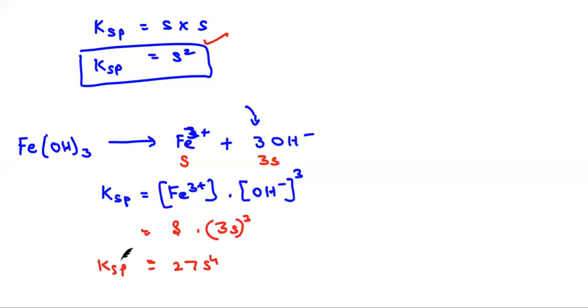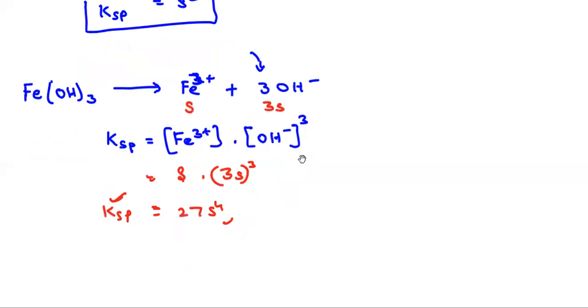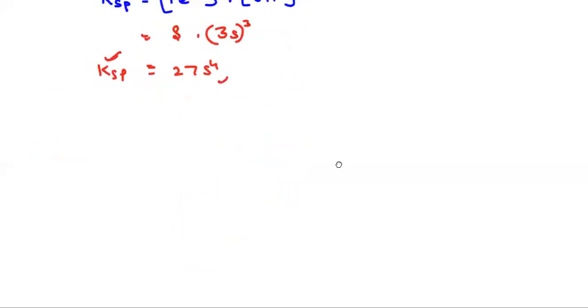So if values are given to you, you can easily find out the solubility or Ksp. Suppose I'm giving you the solubility, then you can find out Ksp, and if I'm giving the Ksp, then you can easily find out the s, which is the molar solubility. Quite easy.